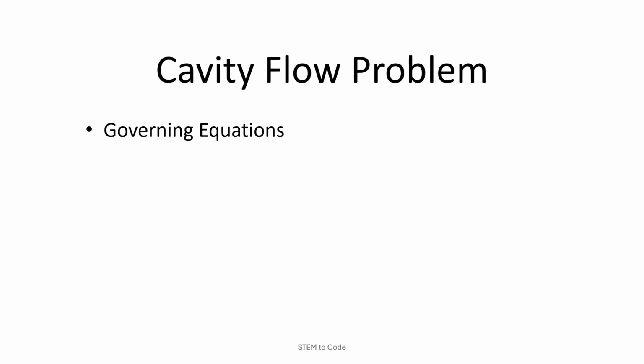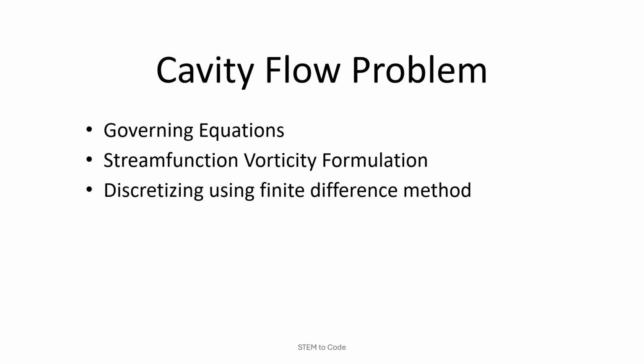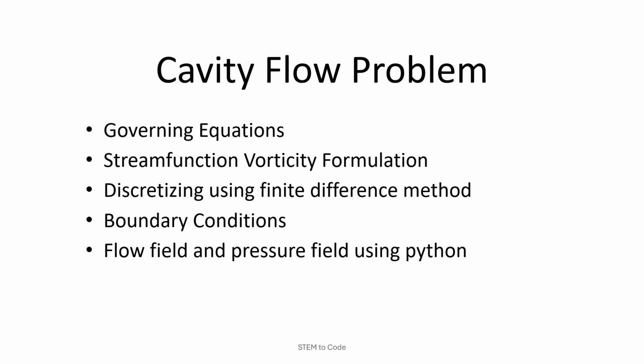In the first video we will go over the governing equations of fluid mechanics and apply a coordinate transformation to derive the stream function vorticity formulation, which is one of the simplest methods to solve this problem. In the upcoming videos, we will cover the discretization using finite difference method, setting up the boundary conditions, and in the final part of this series, we will bring everything together to program the solution in Python. So make sure you follow along for a complete understanding, and let's get started now.